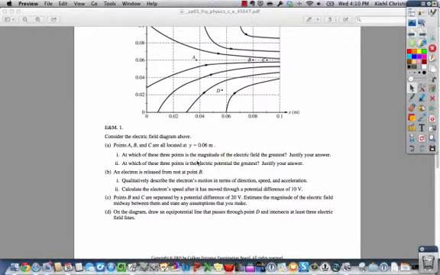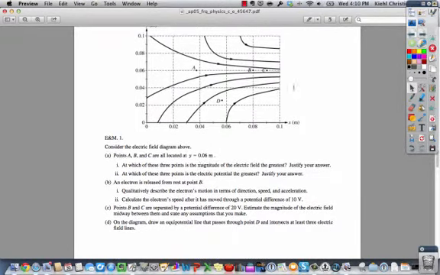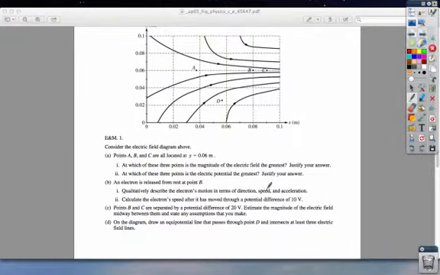All right, for part B, we have an electron released from rest at point B, and we're supposed to just qualitatively describe the electron's motion in terms of direction, speed, and acceleration. So it goes from here at B somewhere. Electrons have negative charge, which means they go in the opposite direction of the electric field. So an electron released at B is going to head towards A. So that's the first part of the question. The direction is to the left.